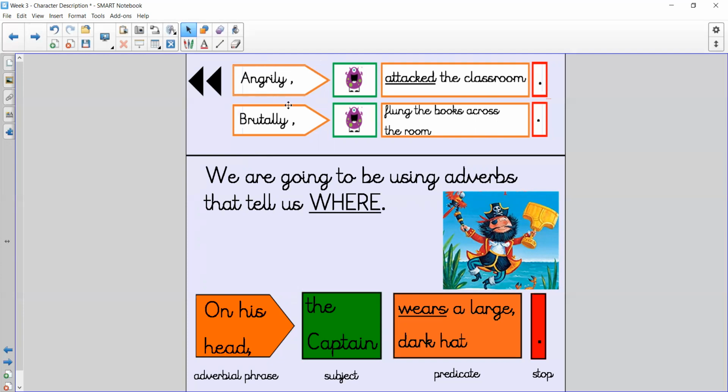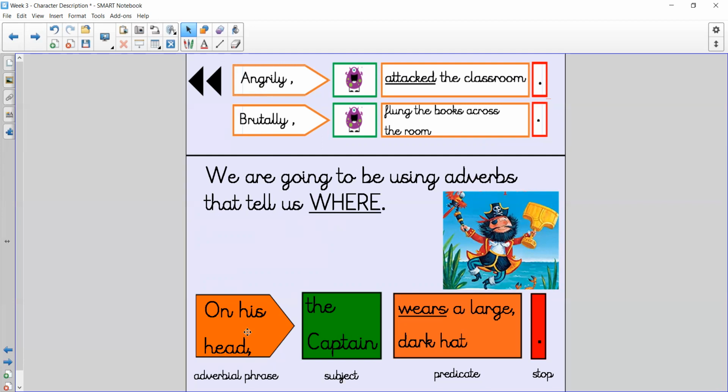And we used our adverbs here at the start to tell us how the monster did it. So here we used adverbs for how. So how has the monster attacked the classroom? Well, he's done it angrily. How has he flung the books across the room? He's done it brutally. So we've used adverbs before that describe how the verb is happening. Today, however, we are going to be focusing on using adverbs that tell us where something is happening.